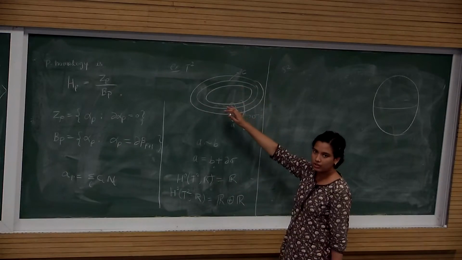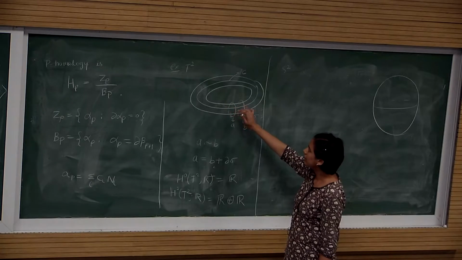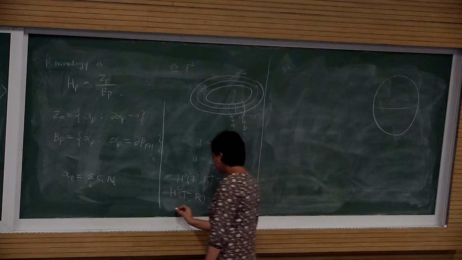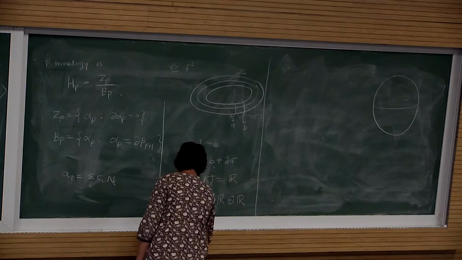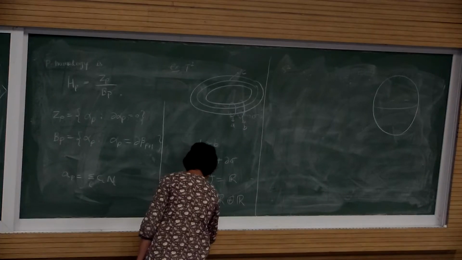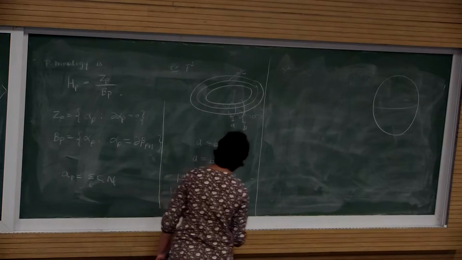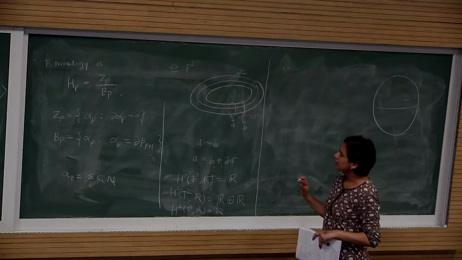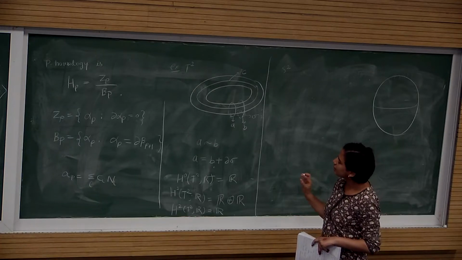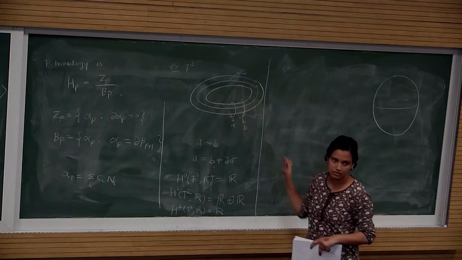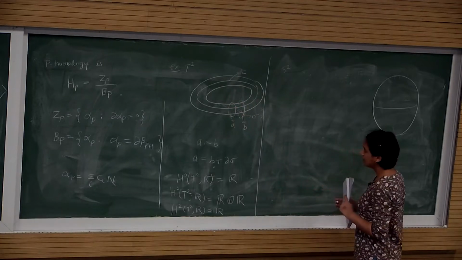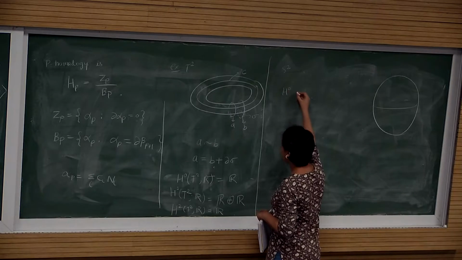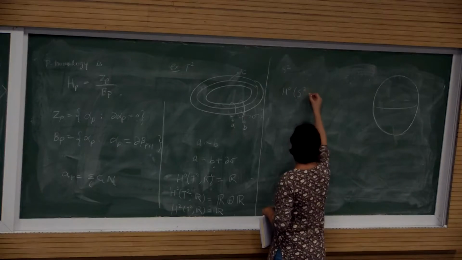The zero cycles here are the points on the torus, and H2 will again be R because we are taking the whole torus only. The only possible two cycle which doesn't have a boundary is the torus itself. Okay. Now in case of the sphere, H0 is the same, because again we are taking the collection of points.